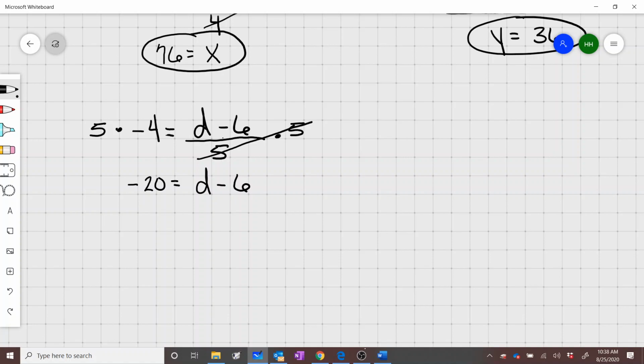And if we're subtracting from the variable, the inverse operation would be to add. So if we add 6 to each side, negative 20 plus 6, negative 14 equals d.